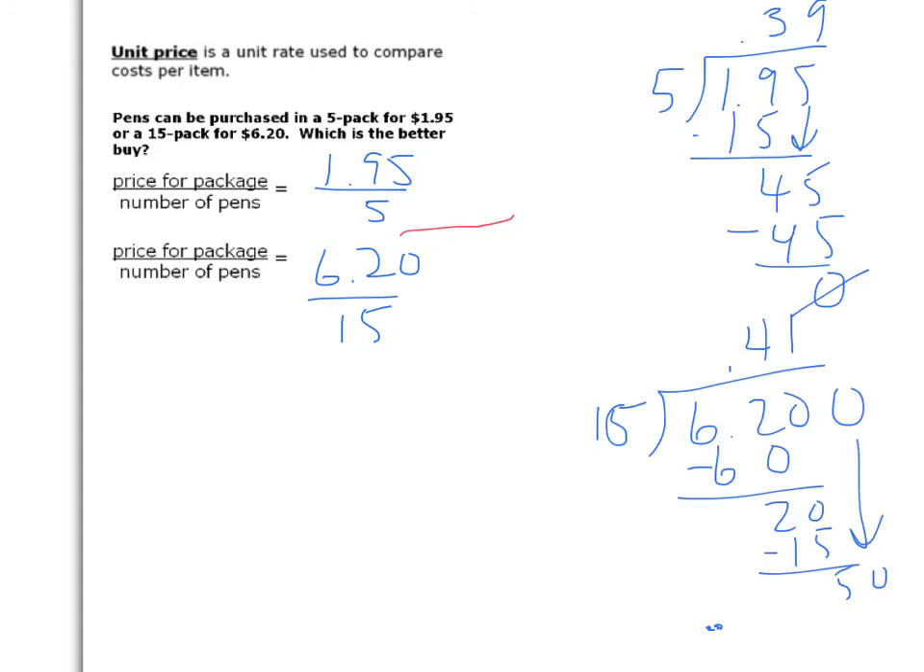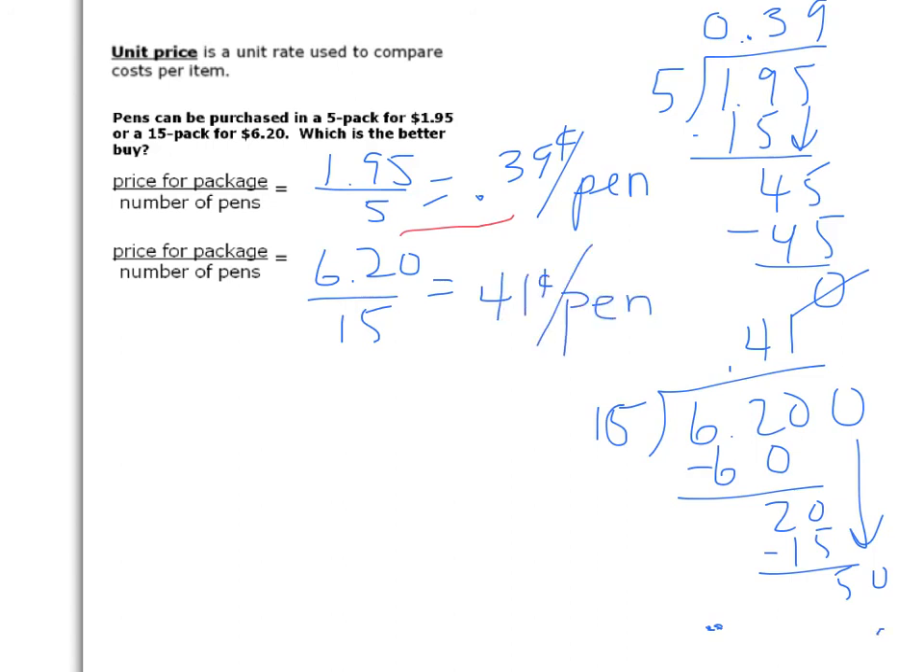Okay, so now I did the work over here on the side. So $1.95 divided by 5 gives us about 39 cents per pen. Okay, so that's 39 cents. 0.39 is 39 cents per pen. Okay, and then 6.20 divided by 15. Now, it doesn't come out evenly, but once I get to 41 cents and I know I have a remainder, I know that this is more expensive. So this is going to be 41 cents per pen.